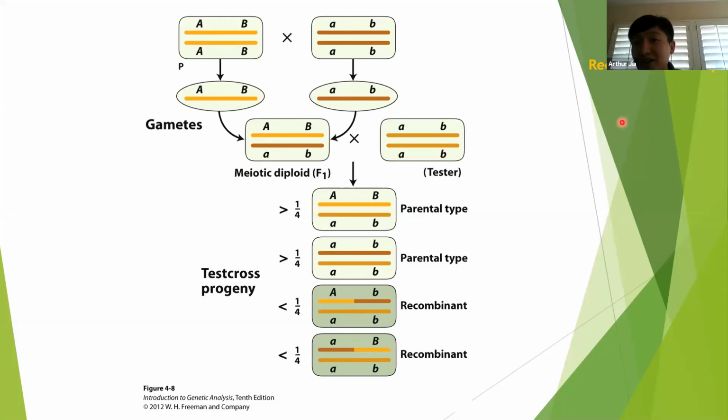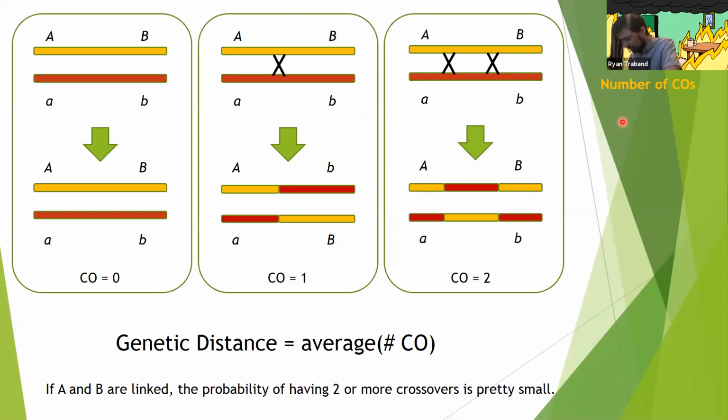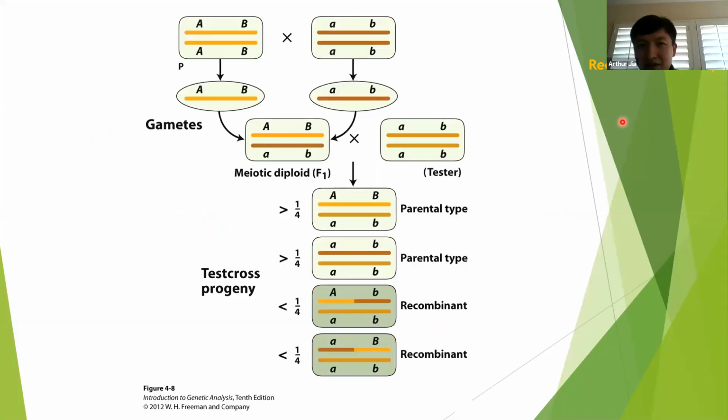Now we are talking about the second measure. In the previous slides, we talked about using the average number of crossovers to measure the genetic distance between A and B, right? And here we try to calculate another thing, the recombination frequency, which can also reflect the genetic distance between A and B.